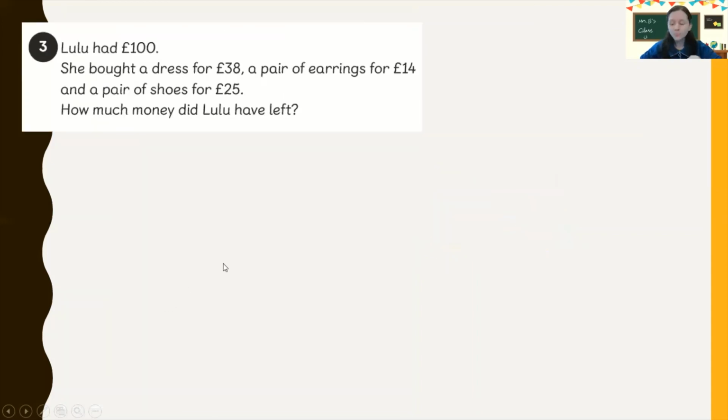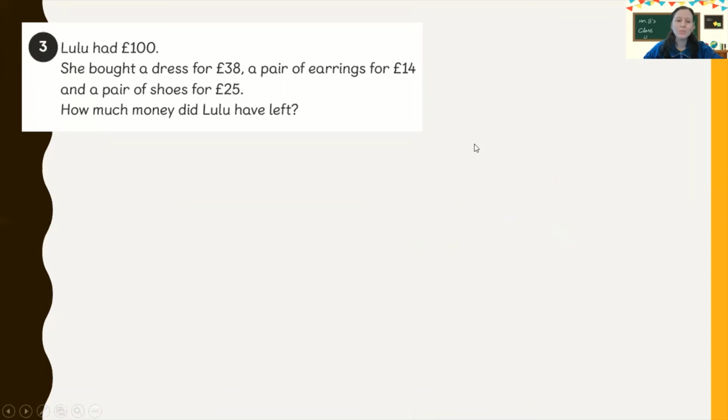We've got one more. Lulu had £100. I think one more. Let me check. Yeah, Lulu had £100. She bought a dress for £38, a pair of earrings for £14, and a pair of shoes for £25. Lulu is living her best life. How much money did Lulu have left? Okay, what do we need to do? Let's look at these amounts. You might want to do it in multiple stages. Pause the video, try this out for extra bonus points. Challenge question.